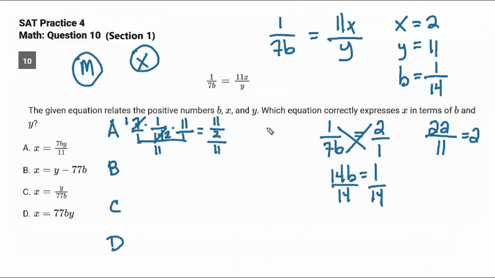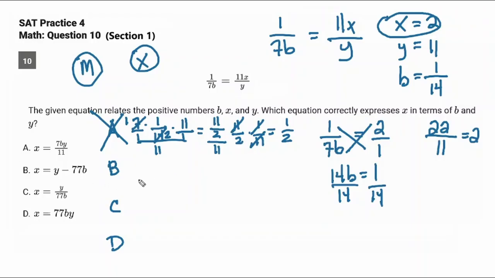You're probably going to put that in your calculator. I'm going to do it old school. 11 over 2 times 1 over 11. And all that ends up being is just a half. All right, is that 2? That is not 2. So I'm crossing off A and I'm going to B.